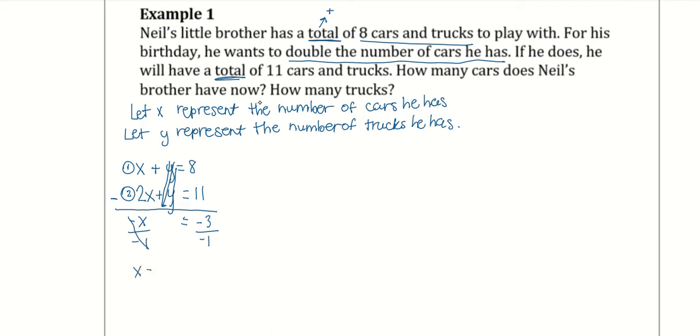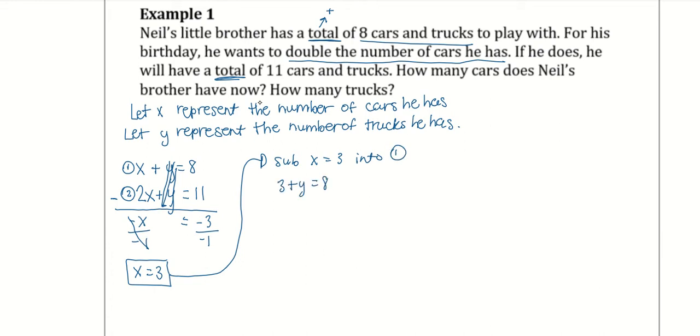So I'm left with x equals 3. So now we know the number of cars he has. To find the number of trucks, we can sub this back into one of the equations. So I'm going to say sub x equals 3 into equation 1. So we have 3 plus y equals 8. Now we can rearrange this so that we have y equals 8 minus 3 and y equals 5.